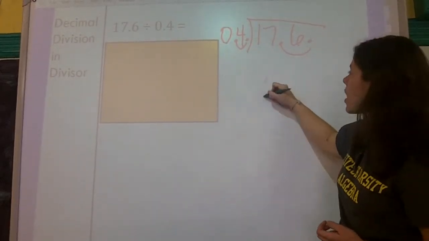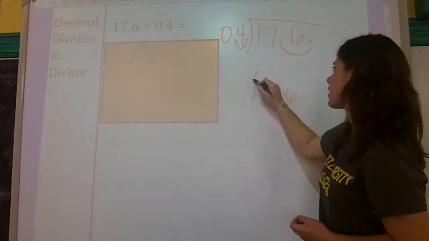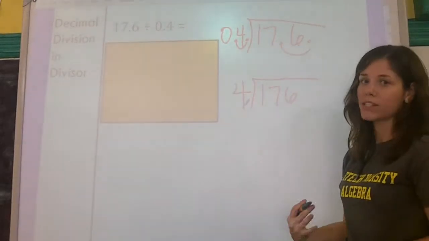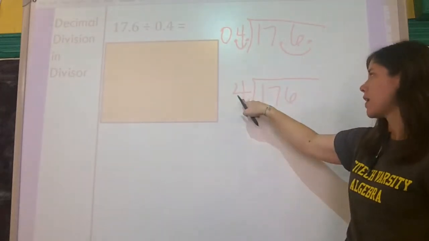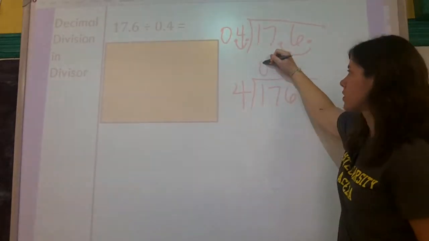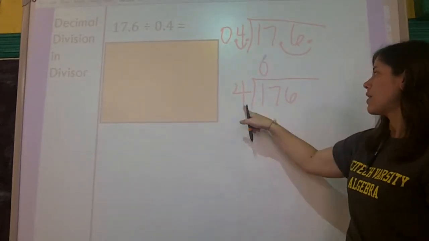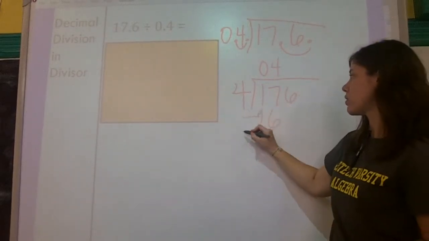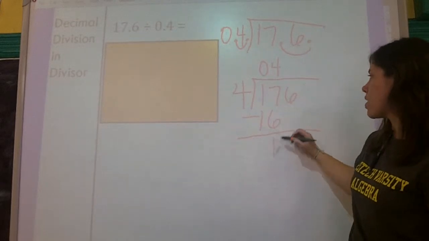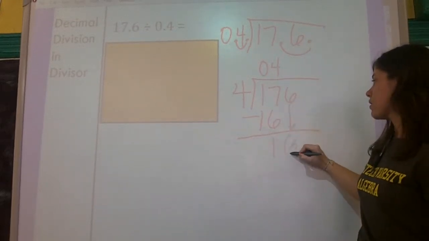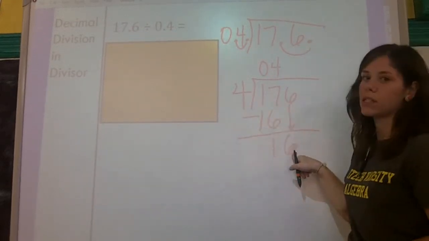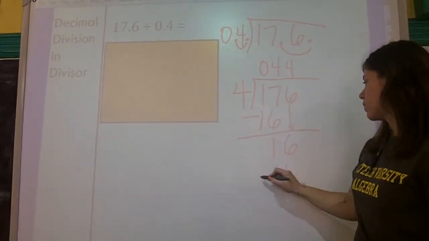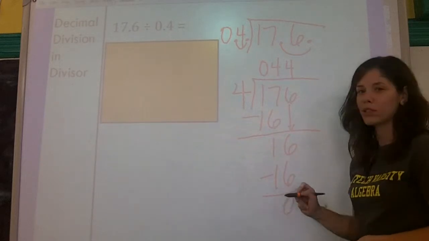I'm going to rewrite my problem as 176 divided by 4. This is a much nicer problem to work with because now I can just count by 4s. I can't count by 4 to get to 1, so put up a 0 as a placeholder. I know 4 times 4 is 16, and that gets me pretty close to 17. I'm left with 1, bring down my 6, and 4 goes into 16 4 times because 4 times 4 was 16. That was a little piece of cake.